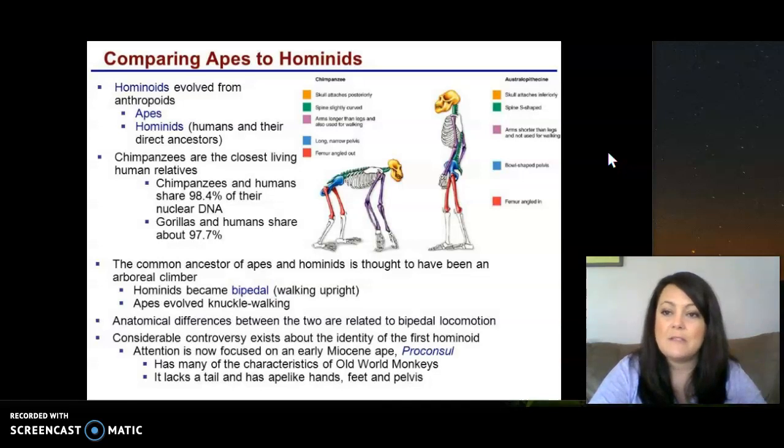Comparing apes to hominids, hominoids evolved from anthropoids into apes and hominids. Hominids, remember, are humans and their direct ancestors. You can see in the picture on the top right here, the Australopithecine and the chimpanzee, the very similar structures they have.